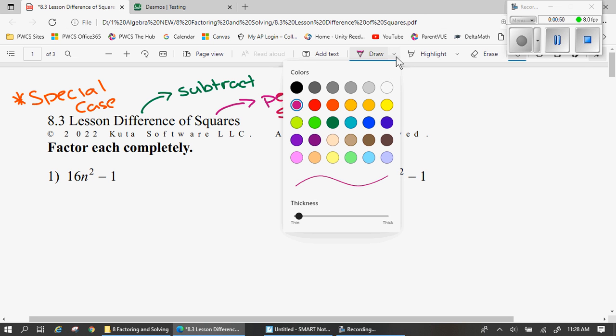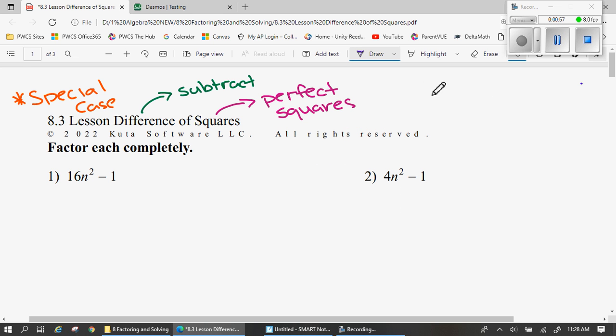You might not know what perfect squares are. Let me talk about them quick. A perfect square is any number that I get by multiplying the same number by itself. For example, 1 times 1 is 1. 1 is a perfect square. 2 times 2 is 4. 4 is a perfect square. 3 times 3 is 9. 9 is a perfect square.